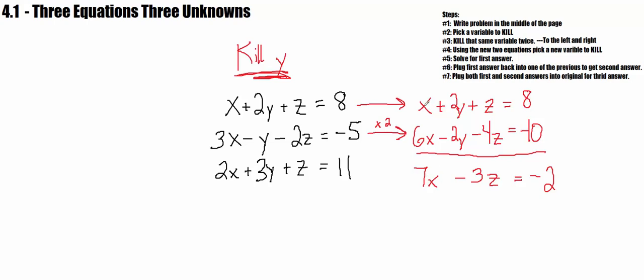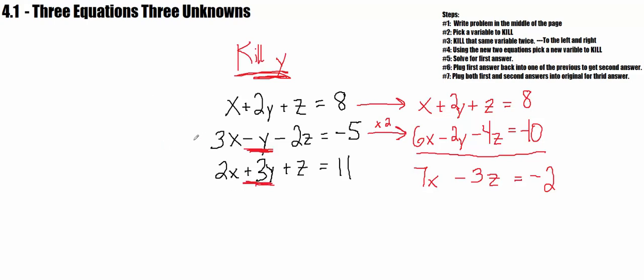That's how I added the x and the 6x to get 7x. I added the z's to get -3z, and I added the numbers to get -2. Okay, we killed the y's once to the right. I now need to kill the y's to the left. I need to pick two different equations and kill. I think I'm going to pick this one and this one to kill.